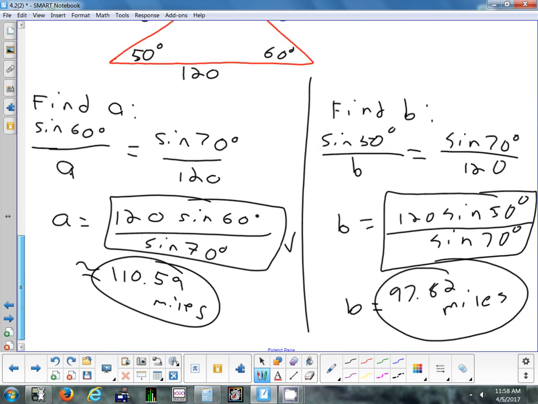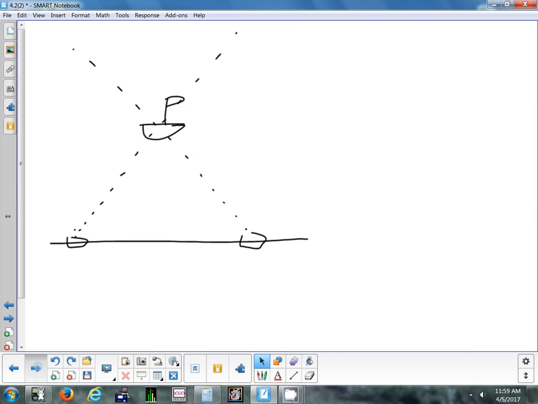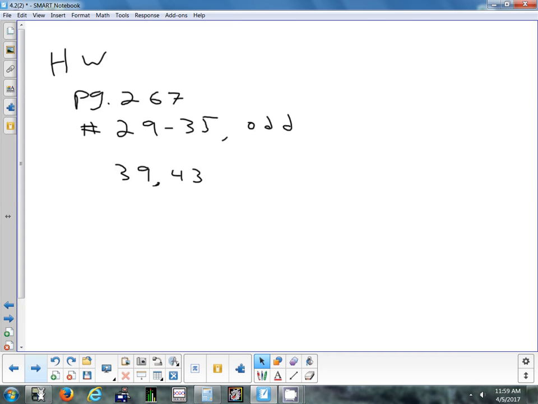Okay. So any questions on that one? All right, so that finishes up law of sines. Tomorrow we'll look at law of cosines. The homework is the same section as last night, 267. We'll pick up with 29 to 35, just the odds, and 39 and 43.